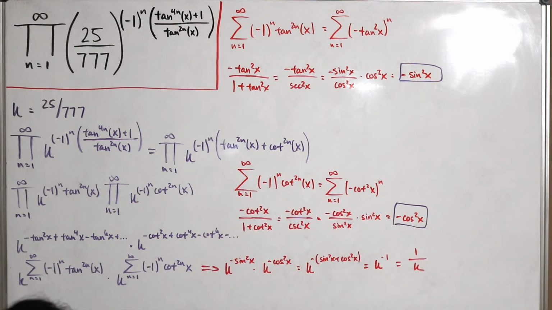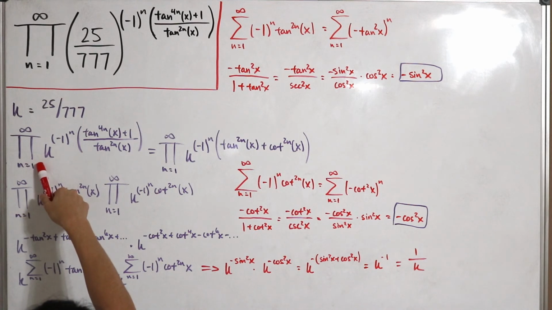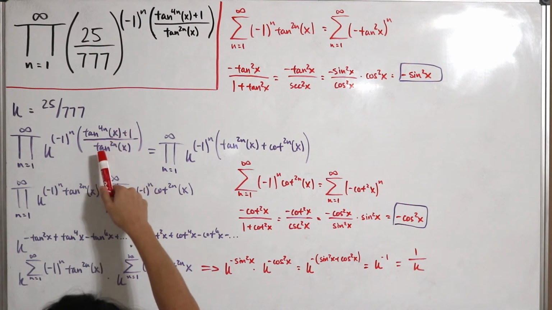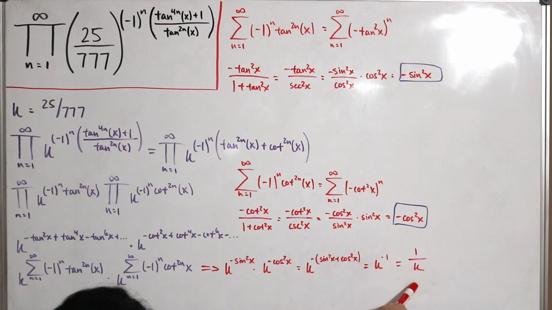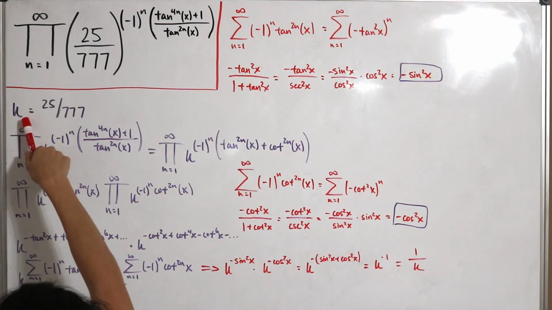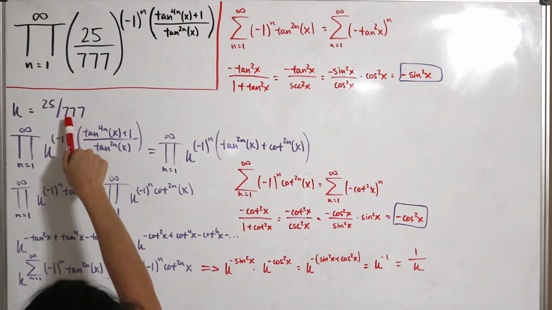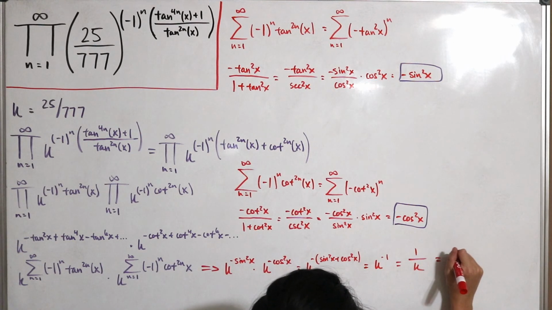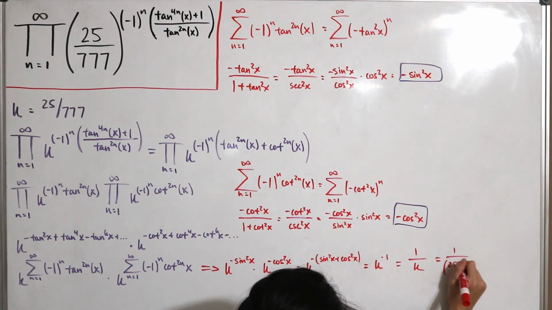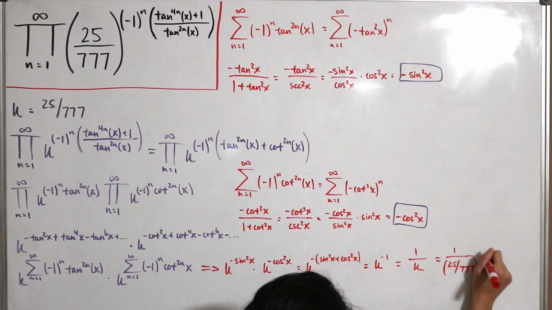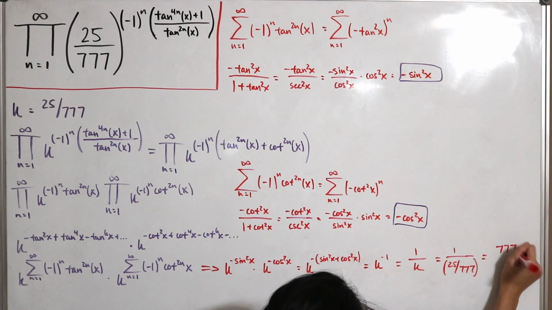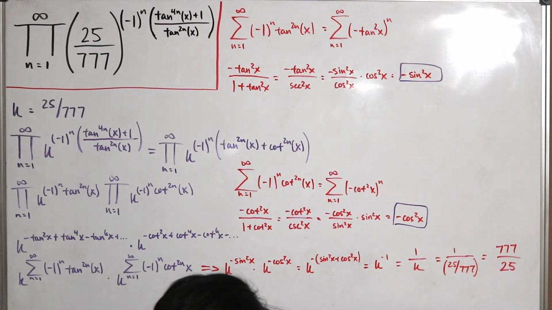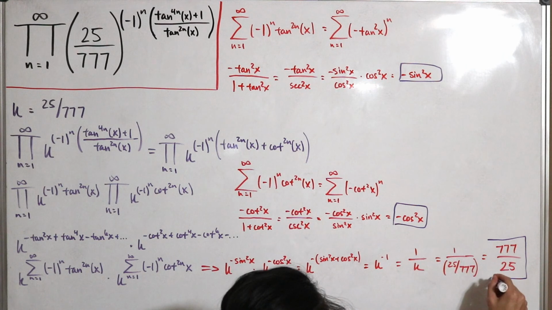All right. So we have shown the following generalization: the product series of k to the power negative 1 to the power n of tangent 4nx plus 1 divided by tangent 2nx is equal to 1 over k. And so the last thing now is to plug k is equal to 25 over 777 in here, and we see that the final answer is, well, let's first just write it like this: 1 divided by 25 divided by 777 is, just flip the reciprocal, 777 divided by 25, like so. And there we have it. Final answer in the purple box.